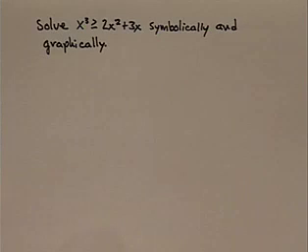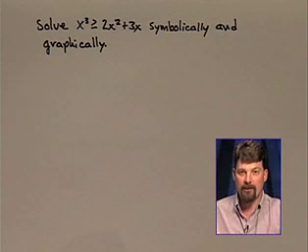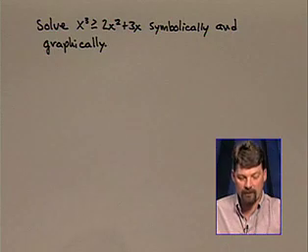Well, those are some pretty extensive steps, so maybe we better see how to do this with an example. Here we're asked to solve the inequality x cubed greater than or equal to 2x squared plus 3x, symbolically and then graphically. So we'll start out symbolically first.